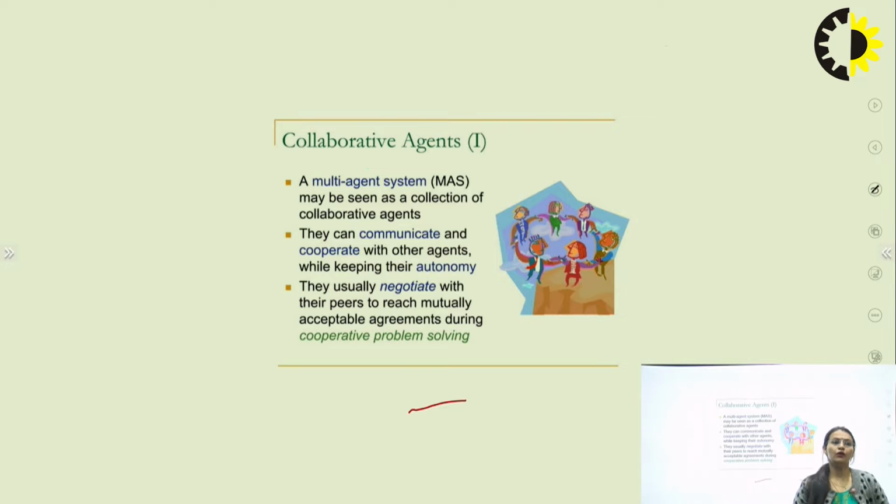Finally, they'll be able to negotiate with their peer members or peer agents, and they mutually come to an agreement that they will behave in a cooperative manner for any kind of problem solving. So there will be cooperative problem solving between those collaborative agents. As in the picture, they will work hand in hand with each other.